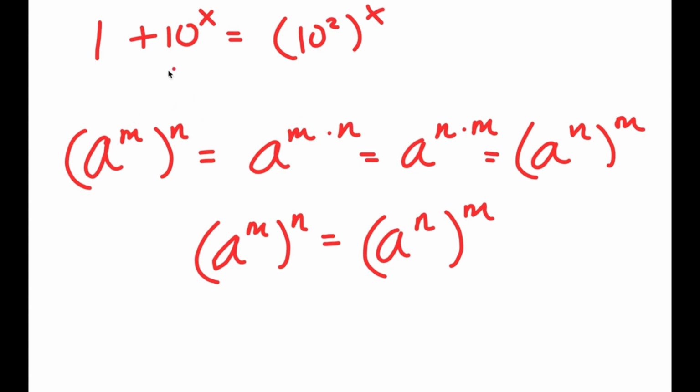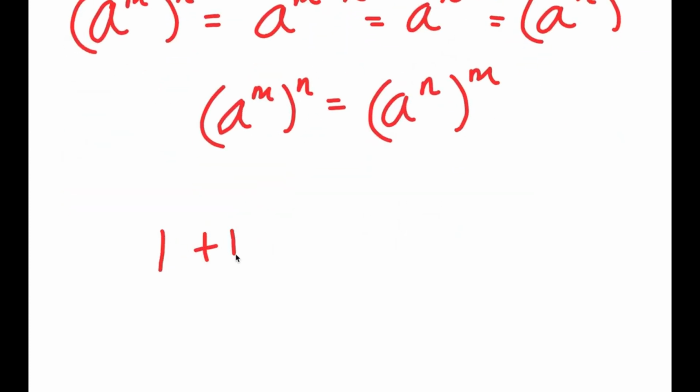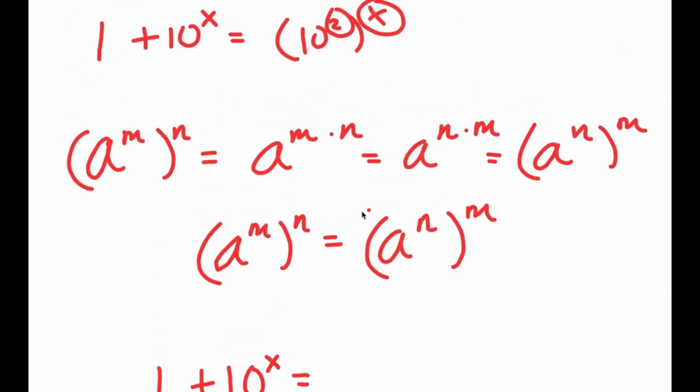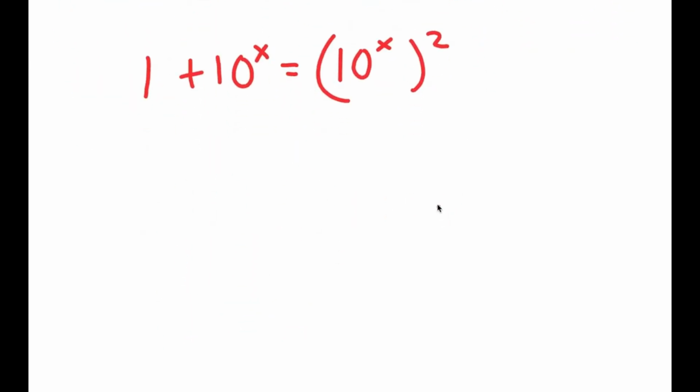So, for 10 to the power of 2 to the power of x, I can switch the values of 2 and x. So now I get 1 plus 10 to the power of x is equal to 10 to the power of x to the power of 2.